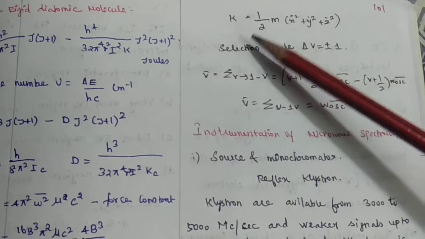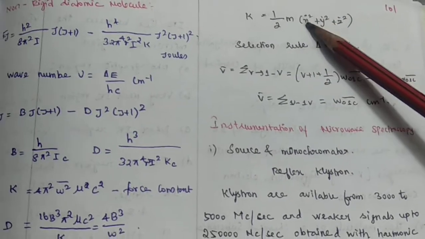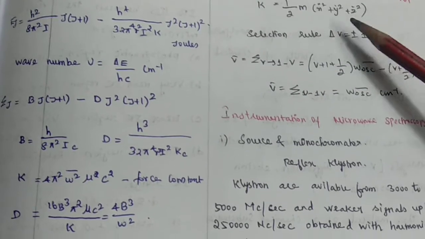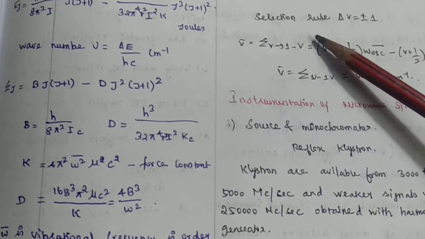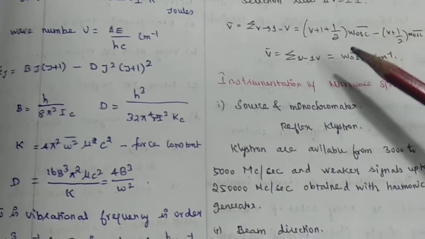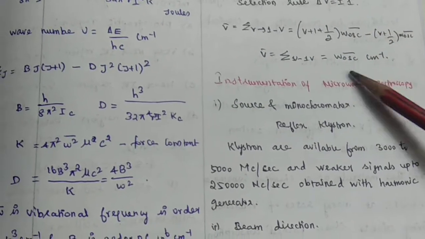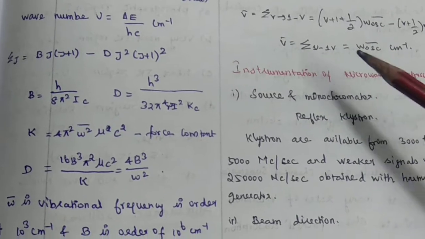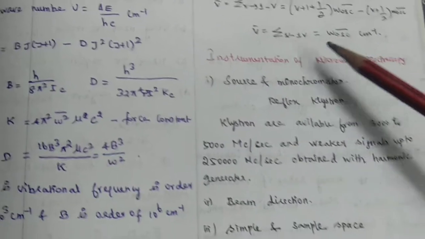So finally K is equal to 1 by 2 m v square, so put here for translation motion x dot square plus y dot square plus z dot square. So then selection rule for vibrating diatomic molecule: del v is equal to plus or minus 1. So these are some of the cases we have to find from the previous one. Then frequency of spectral line, the same one we have to follow in these cases also.